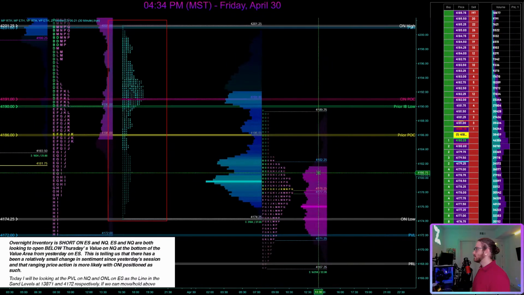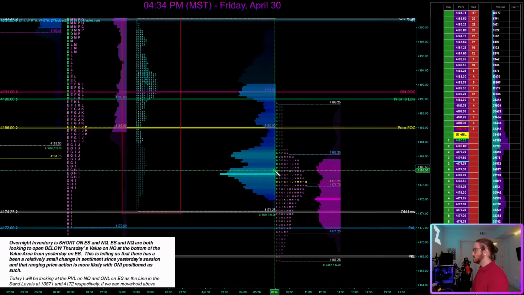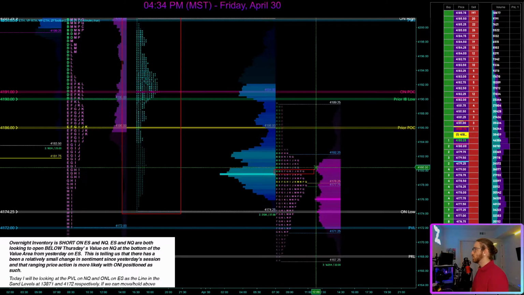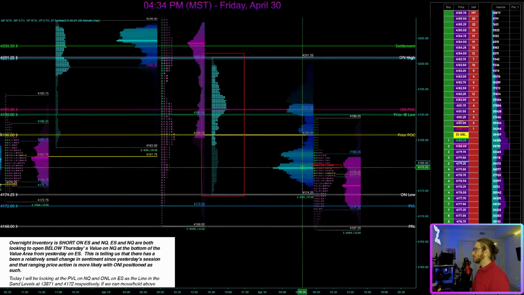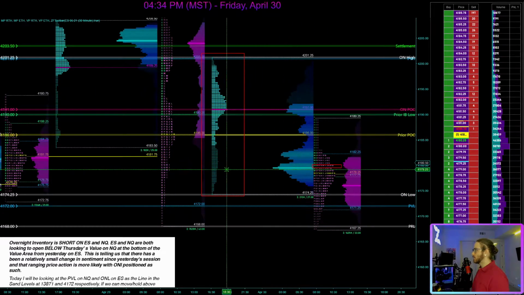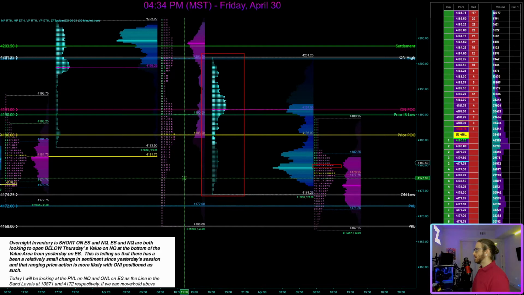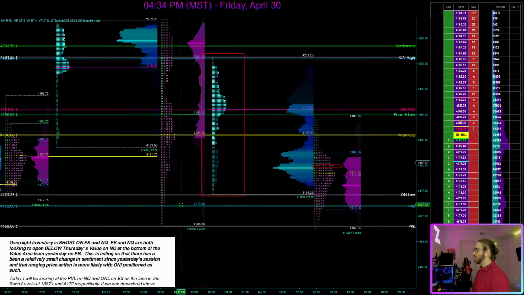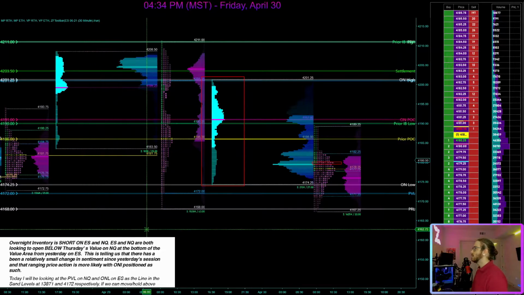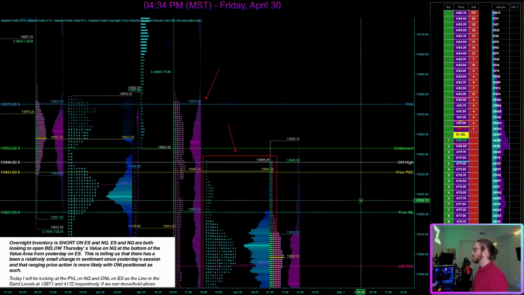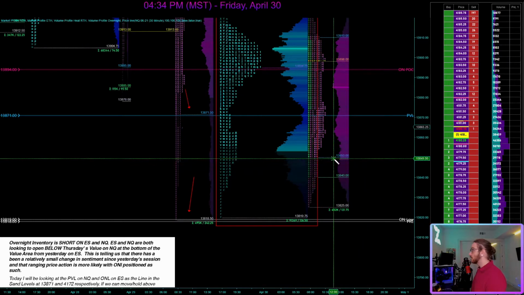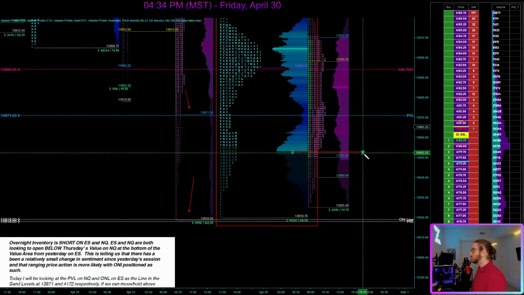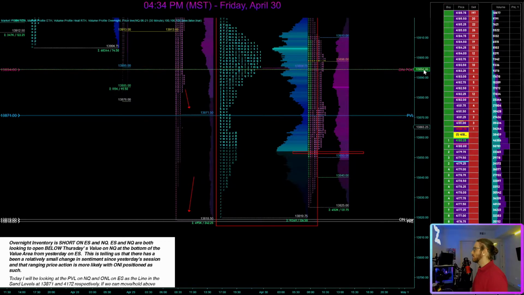Now, zooming in here, just to give you guys an idea, you can see that we opened right here. Here's O period. We opened right around the overnight VPOC, volume point of control. We opened about 6 points or so above the value area low from yesterday on ES. And if we zoom in on NQ, we do the same thing. We find O period. You can see that is right here. We opened below value area low.